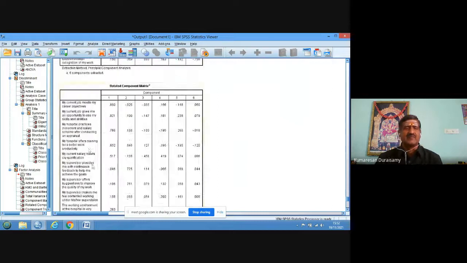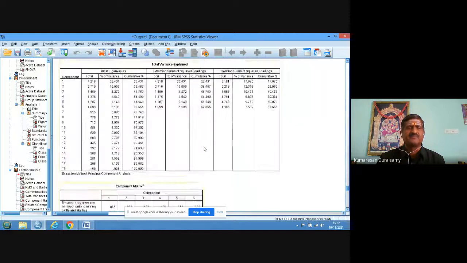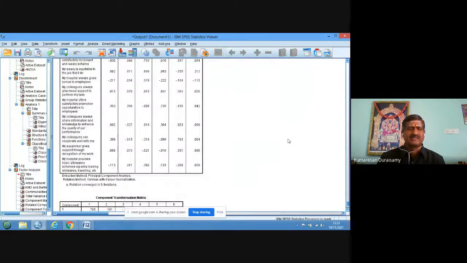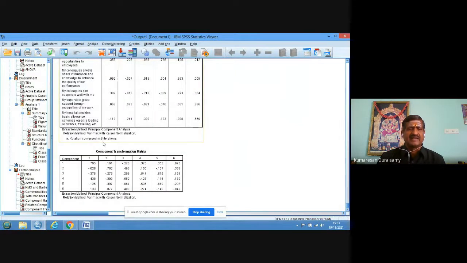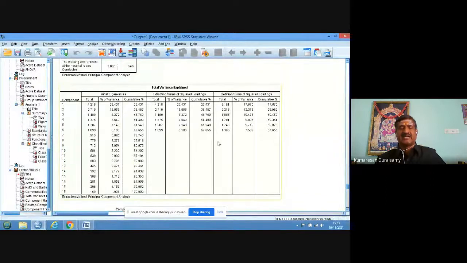See how many iterations are there? See, 6 components, look at this. Number of iterations. Okay, it's not given. So see here, 8 iterations. 8 times rotation converged. So this is grouped with this, that is grouped with this, like that. The iterations are done.